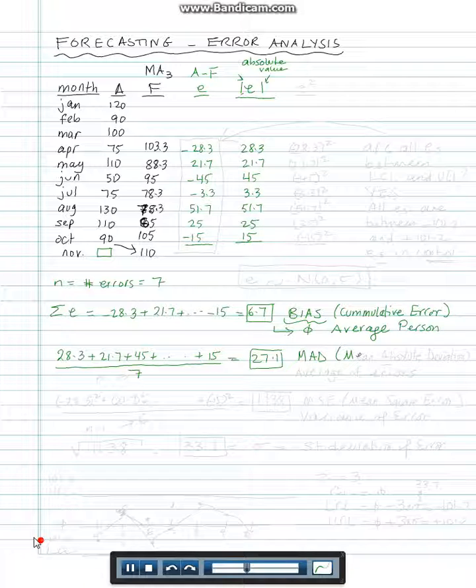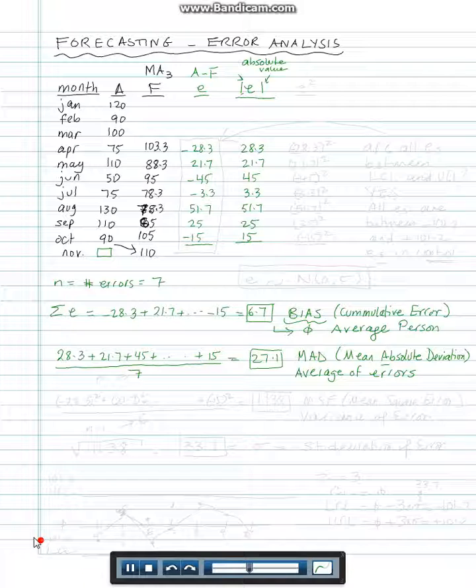We call that MAD, mean absolute deviation. Absolute because we took the absolute value basically. So we call that mean absolute deviation. And so that represents an average of the forecasting errors.